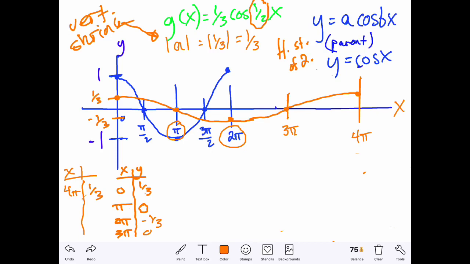Okay, so I hope these videos help you get started graphing y equals a sine b of x and y equals a cosine b of x. And we'll get into horizontal shifts, vertical shifts, and reflections in our next section.